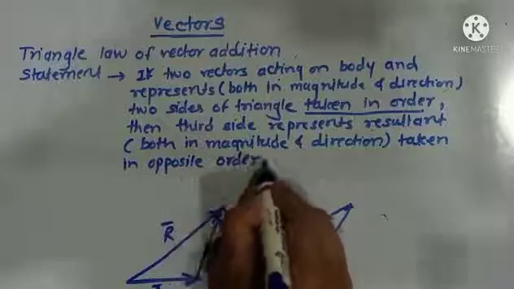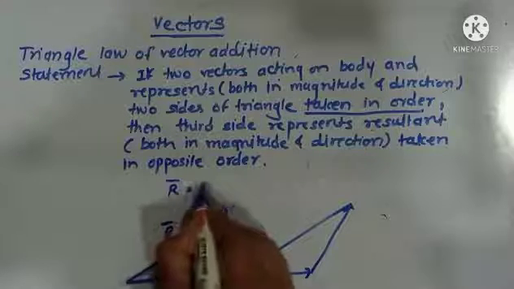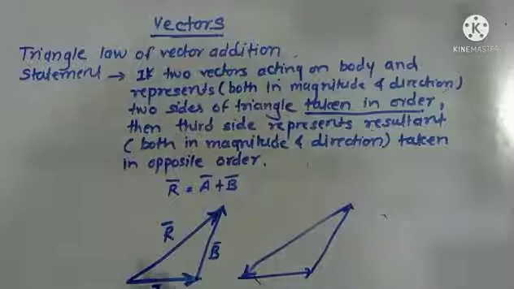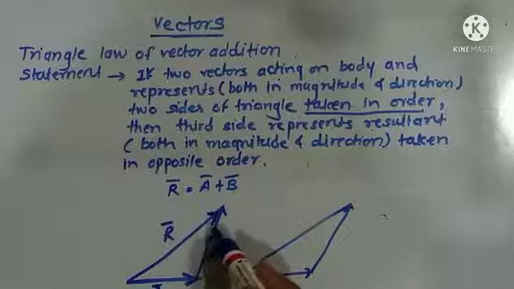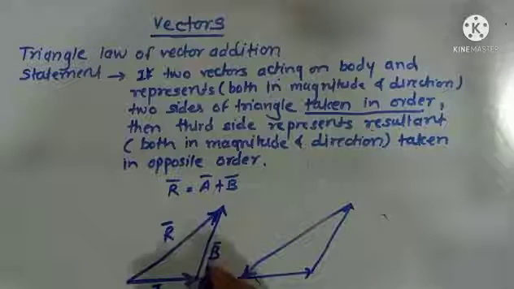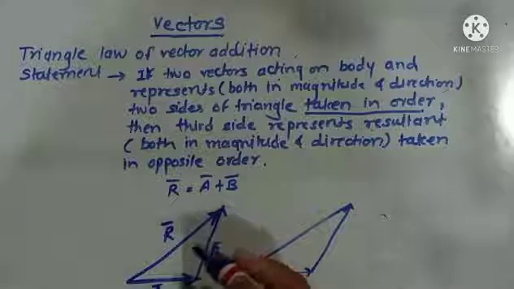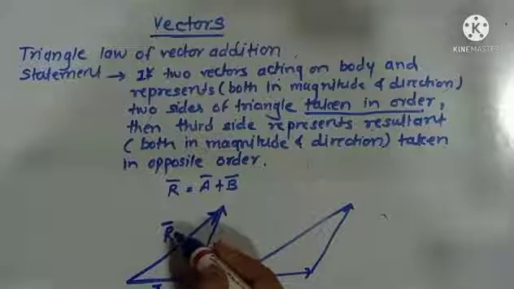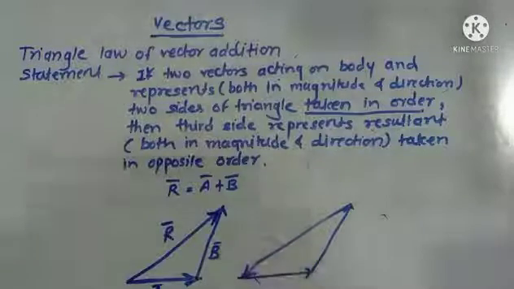For this I can write vector R is equal to vector A plus vector B. So this is the resultant vector R, which is vector A plus vector B. So the vectors which are acting on the same body, if they are representing the two sides of the triangle, then the resultant is given by the third side of the triangle taken in opposite order. This is the statement of the triangle law of vector addition.